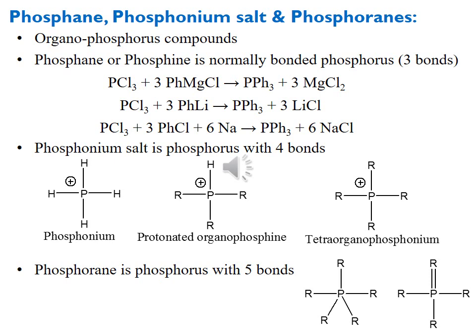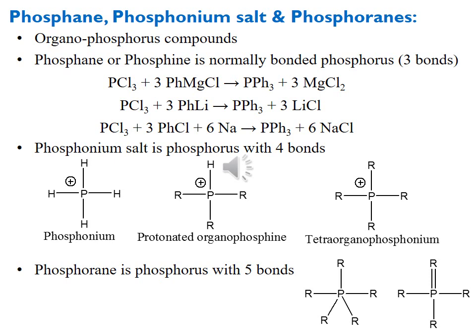All of these are organophosphorus compounds. Phosphine is normally produced by the reaction of phosphorus trihalide, trichloride or tribromide, with a Grignard reagent like phenyl magnesium chloride, or an organolithium like phenyl lithium, or chlorobenzene in the presence of sodium, and we get phosphine or triphenylphosphine along with other products. Phosphines are compounds in which phosphorus is normally bonded to three different species. That is, phosphorus is showing three bonds.